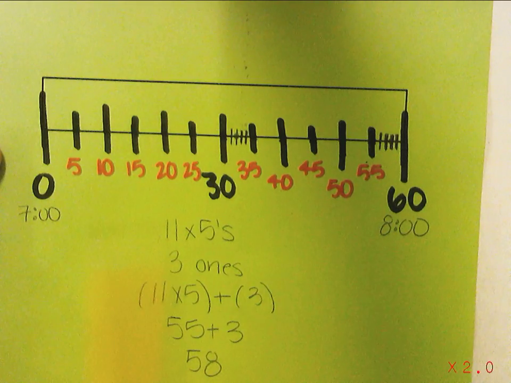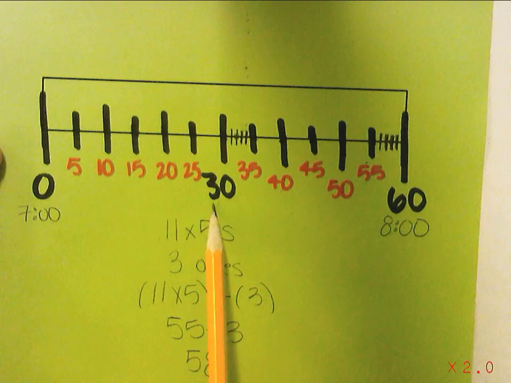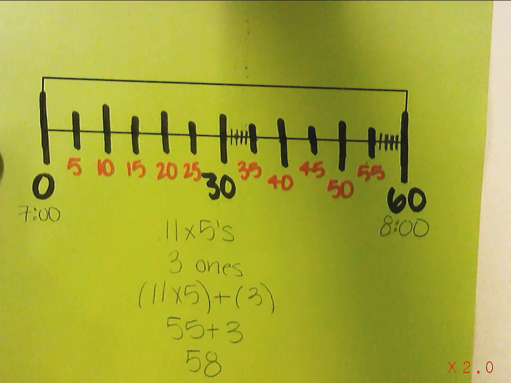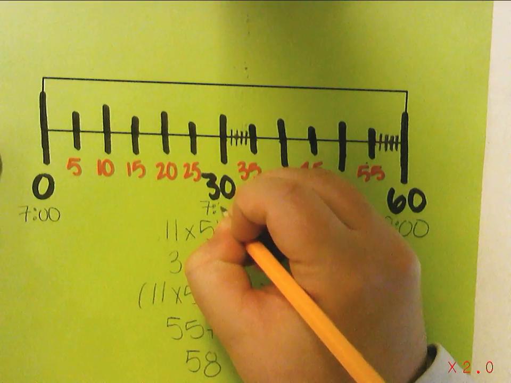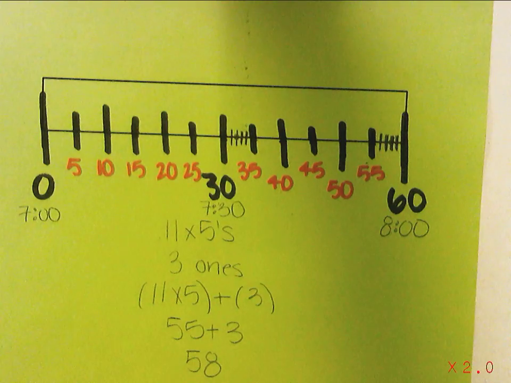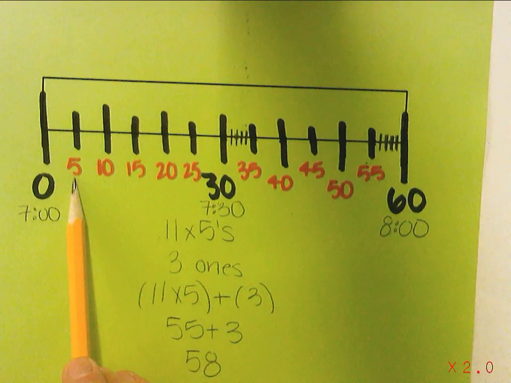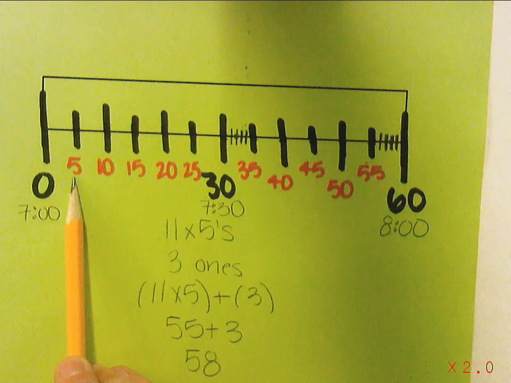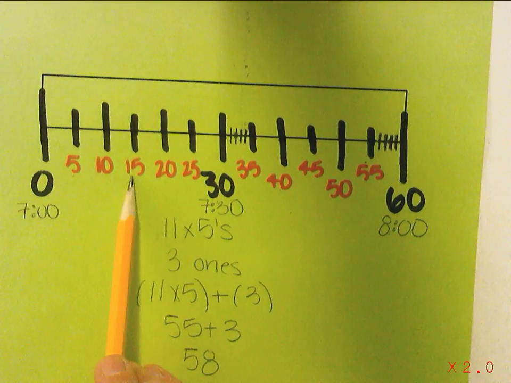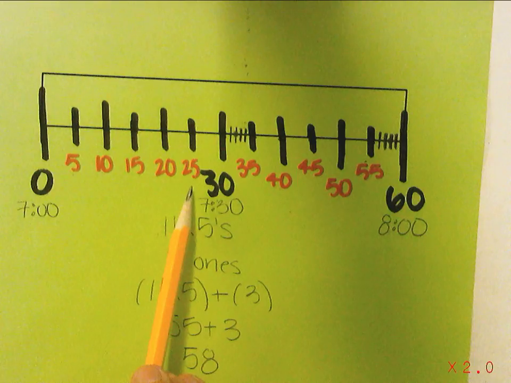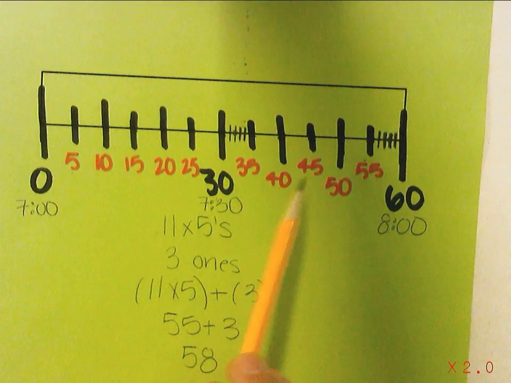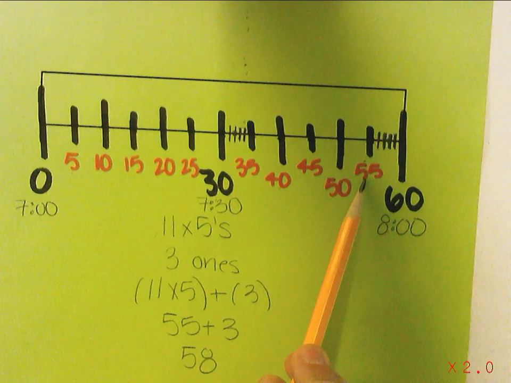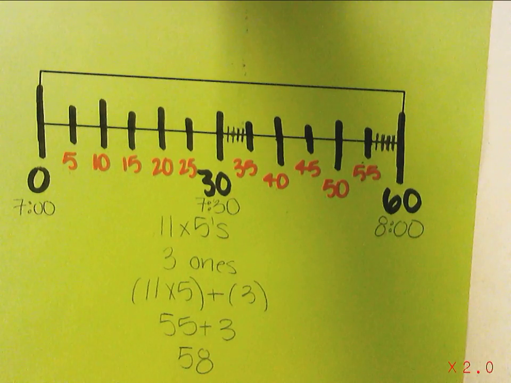Okay, so this is from 7 o'clock to 8 o'clock. What do you think the 30 would be in the middle? What time would that be? You're right, it's 7:30. I'm going to squeeze that in. Okay, so that's 7:30. So here's 7 o'clock. What do you think that time is? Yep, 7:05. Here's 7:10, 7:15, 7:20, 7:25. Oh, we were right with 7:30. 7:35, 7:40, 7:45, 7:50, 7:55, and 8 o'clock. Because we don't say 7:60.